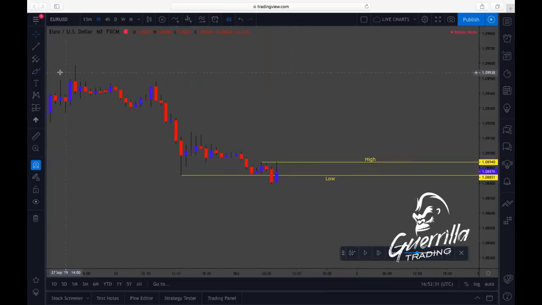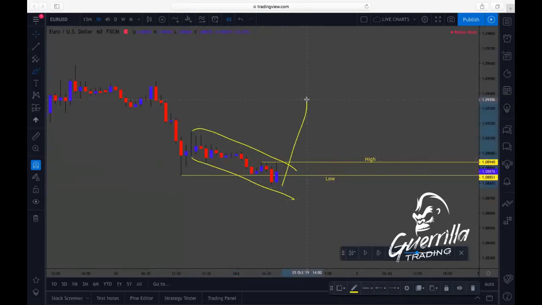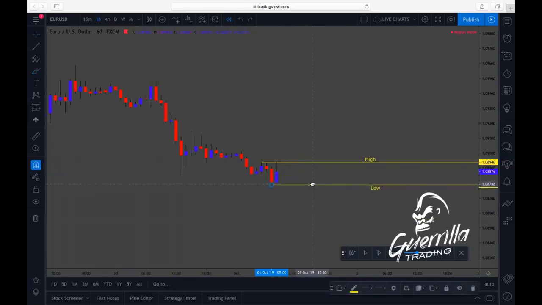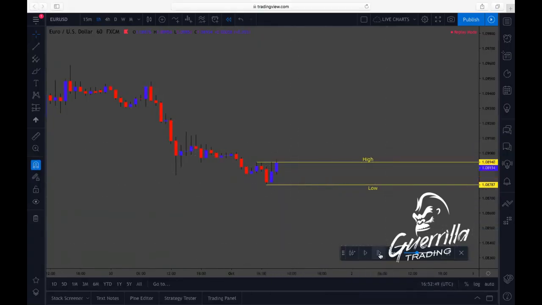So you can see now this descending nature, we're more likely to go up than down. Now that we broke this low, we need to move our lows down to here. And see now what happens next. Are we going to take out this high and retrace, or are we going to get some sort of impulse?